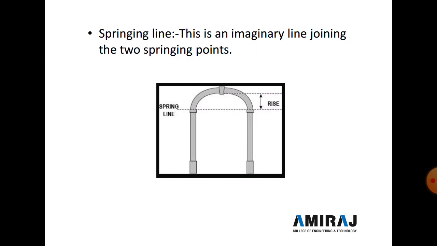Now next is the springing line. The springing line is an imaginary line joining the two springing points. So the starting and end points joined by an imaginary line is known as the springing line.